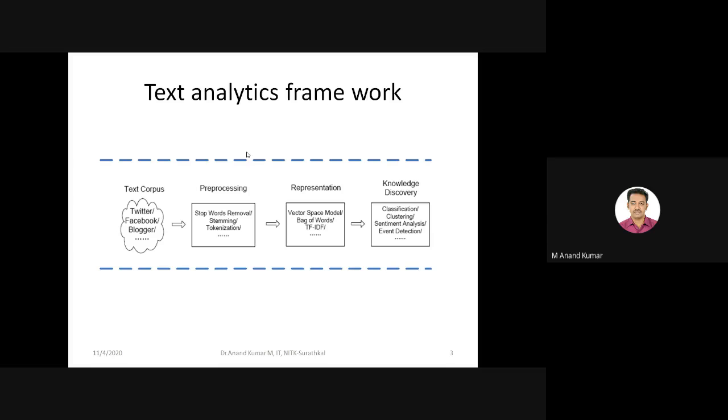Before that, I'll just say something about deep learning. I hope you are aware of machine learning. Deep learning is a subset of machine learning.